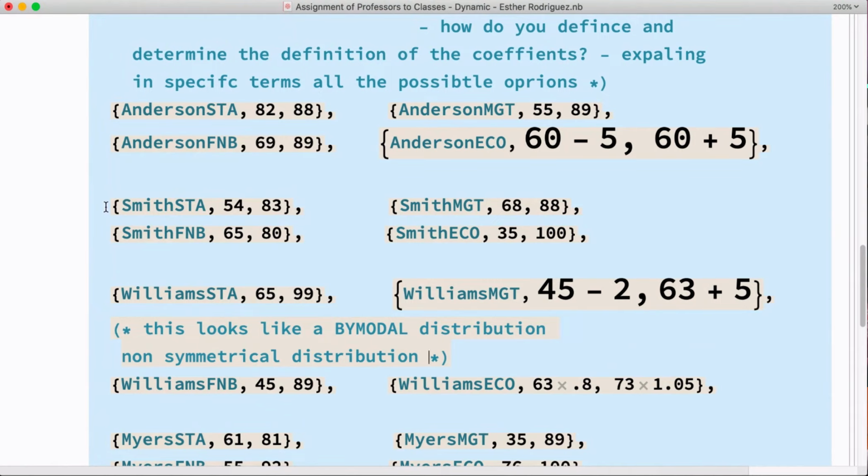Smith has a regular case, like the three cases that we have in Anderson. What we know, we don't know much. The only thing we know is what is the lowest and what is the highest. But with the other two cases, we know something a little bit more, and that is important.